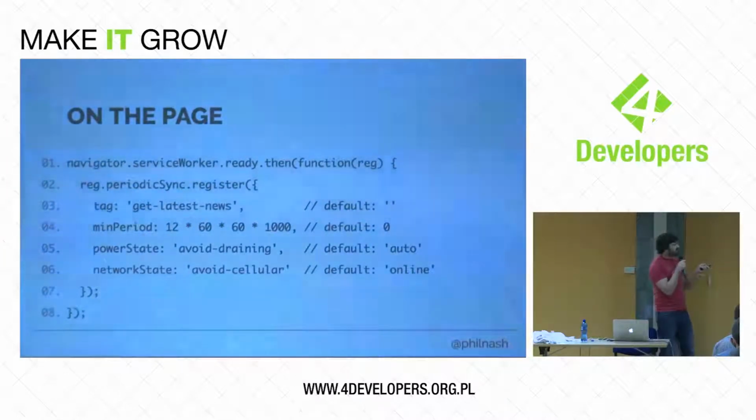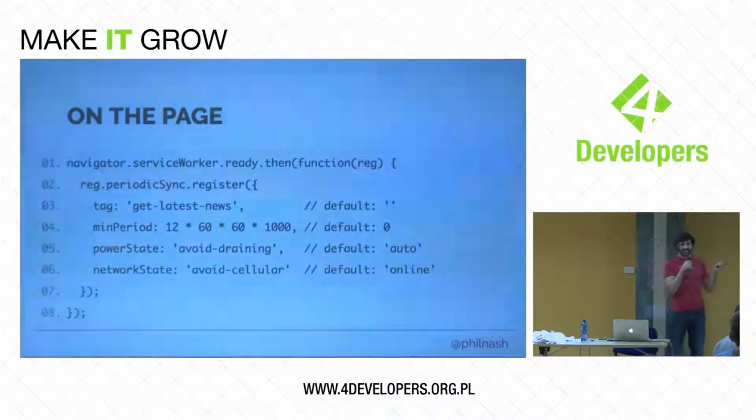Again, power state and network state are options that have been made available, it seems, to the background fetch API, but I don't think they're implemented yet. That's because they're not sure on the names yet. They're not sure exactly how to do it. But the idea is that avoid draining, I think, would not run if your device was in battery saving mode, for example. Avoid cellular means that you would only do these syncs if you're on a Wi-Fi network.